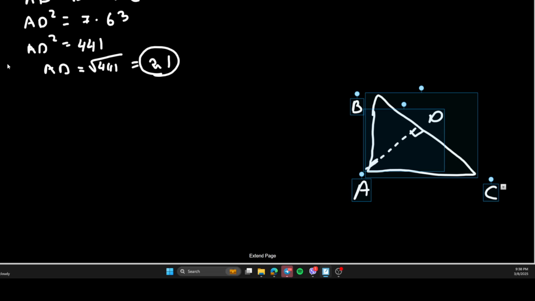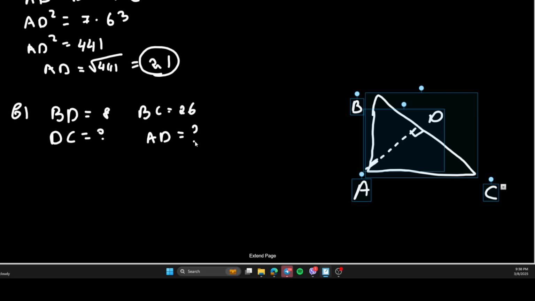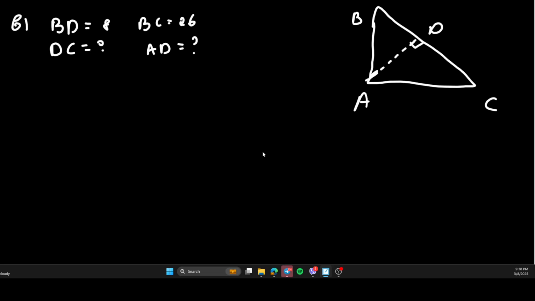So for case B, you know that BD is 8. You know that BC is 26. And you need to find DC and AD. Come on, DC is going to be equal to? Wait. BD is 8, BC is 26. Oh, so 26 minus 8. 26 minus 8 is 18. Alright, so you find DC is 18.